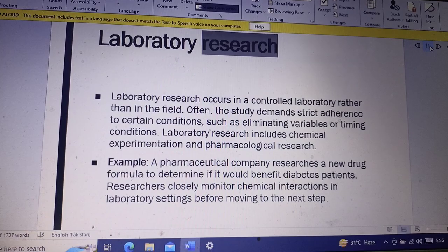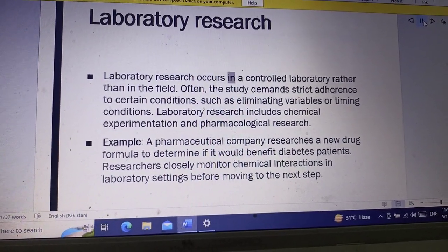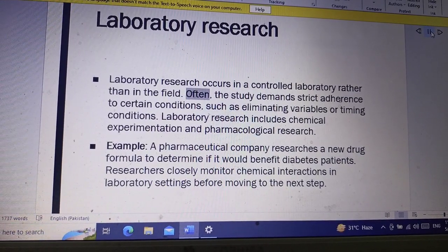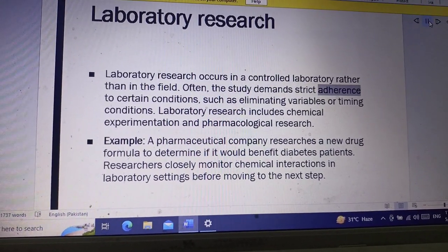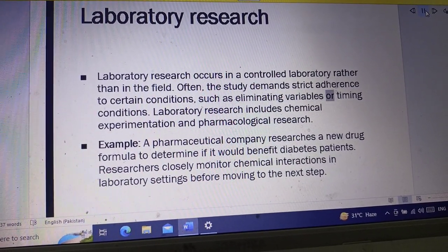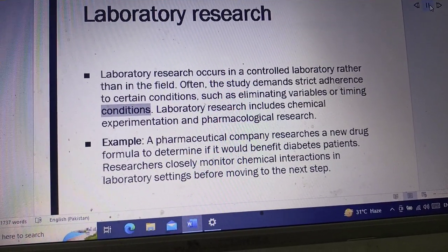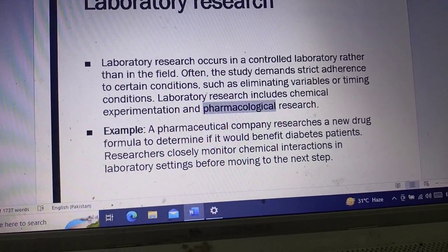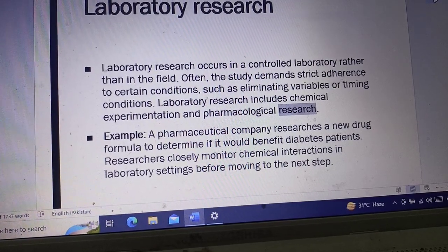Laboratory research. Laboratory research occurs in a controlled laboratory rather than in the field. Often, the study demands strict adherence to certain conditions, such as eliminating variables or timing conditions. Laboratory research includes chemical experimentation and pharmacological research.